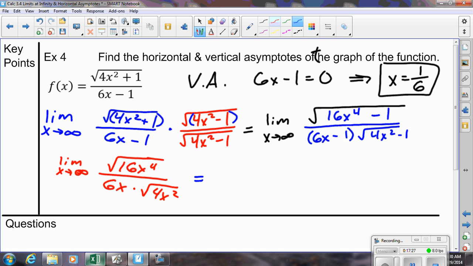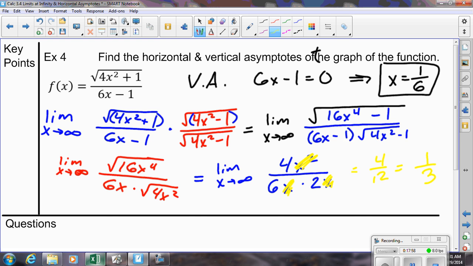What's the square root of 16x to the fourth? Four x squared over 6x times, and then the square root of 4x squared, 2x. So what winds up simplifying? X squared over x squared. So 4 over 12 is 1/3. And we happen to be done.